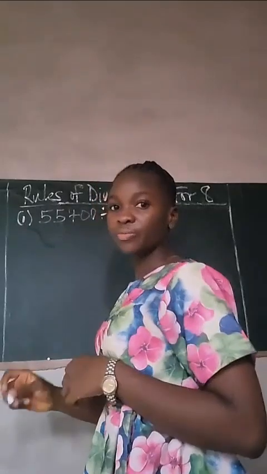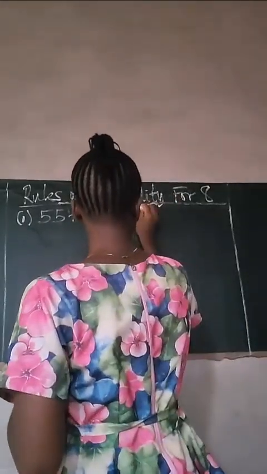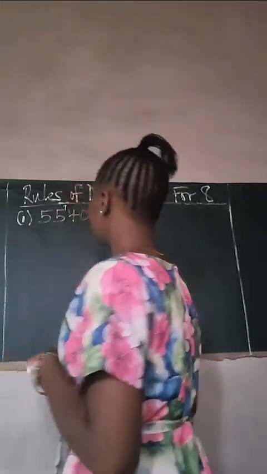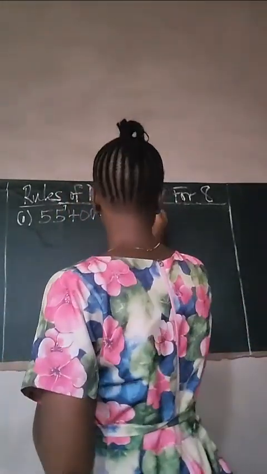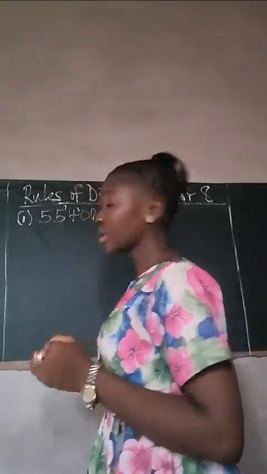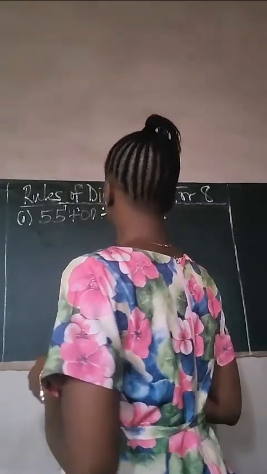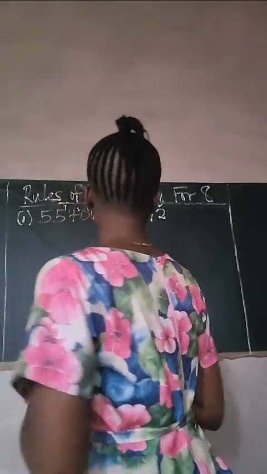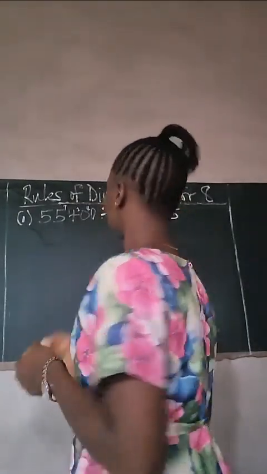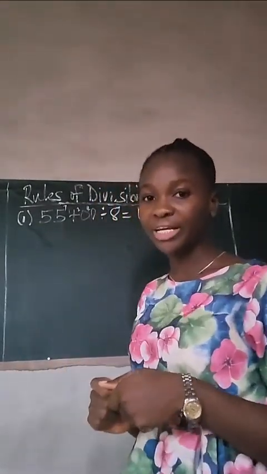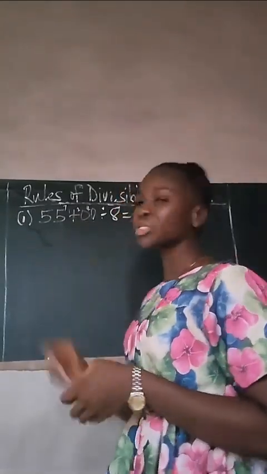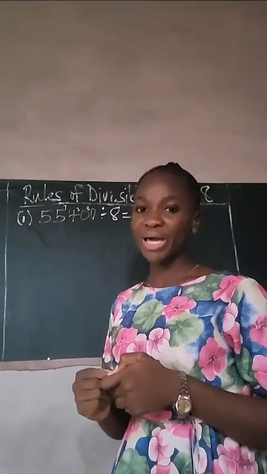In 55, we have 6, remainder 7. 74, that's 9, remainder 2. 20, that's 2, remainder 4. 40, that's 5. So we can see that 55,400 is divisible by 8 because the last 3 digits, which is 400, is divisible by 8.